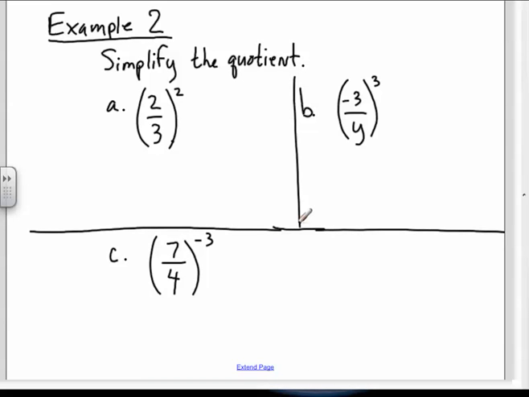Okay, there we go. Let's look at this first one. It says 2/3 squared. Now, I can think about this in two ways. I can think of it as 2 over 3 times 2 over 3, and that's going to give me, remember, when I'm multiplying fractions and multiply straight across, I get 4 over 9. That's one way to think about it.